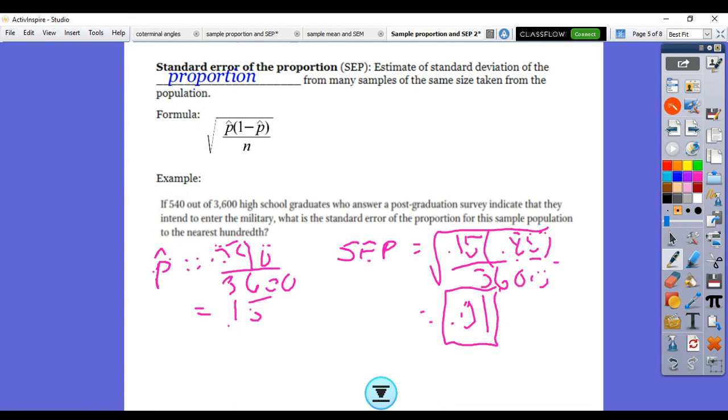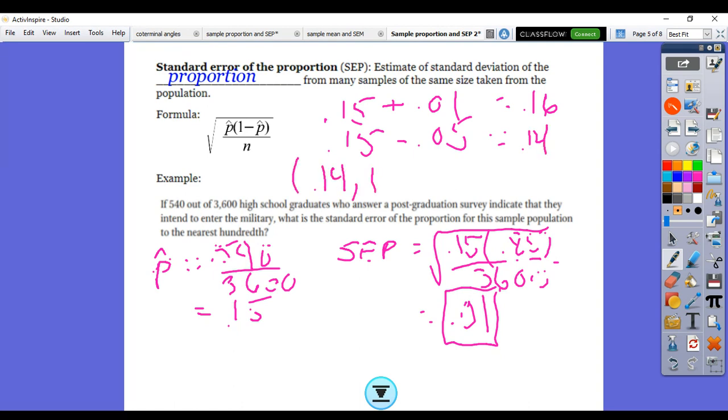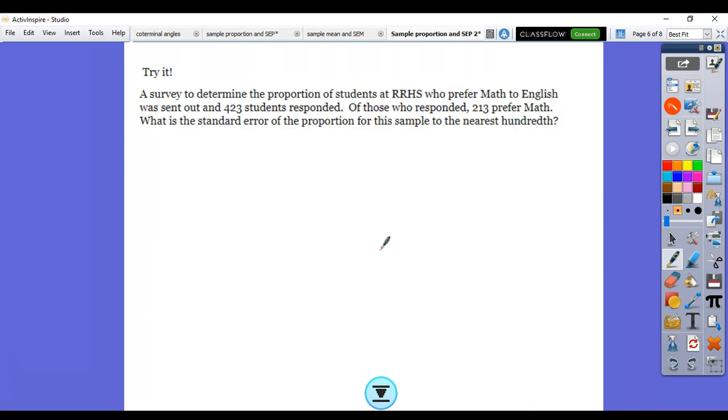Now what does that actually mean? Well, that means if a sample proportion is 0.15, and we got that, you could be off by plus 0.01 or minus 0.01, so 0.16 and 0.14. So somewhere between 0.14, or 14%, and 16% of graduates go into the military. Okay, stop the video and then do the try it.